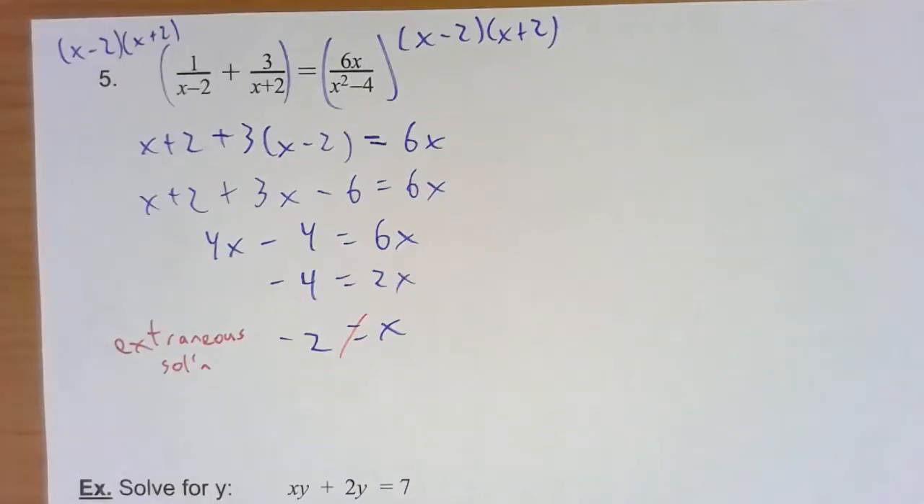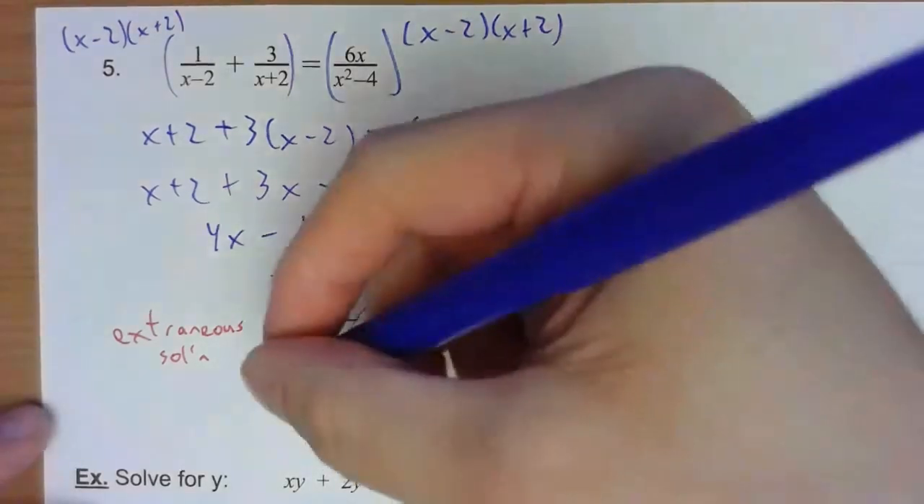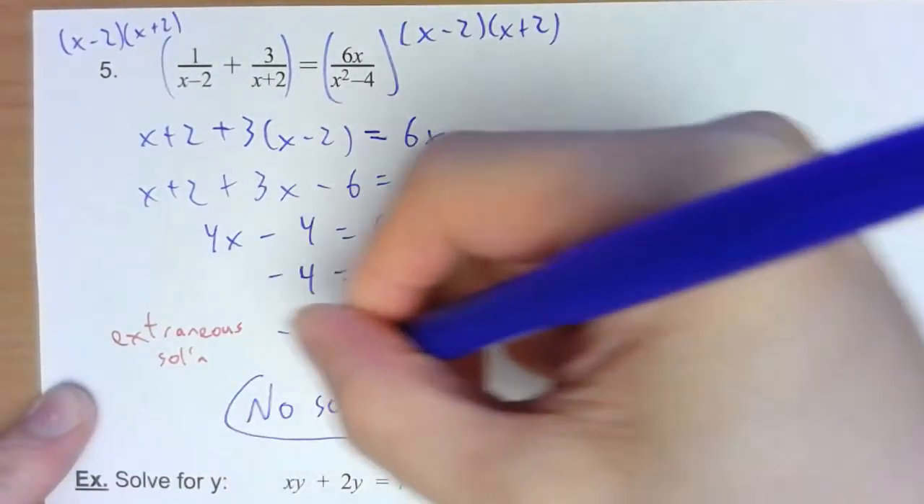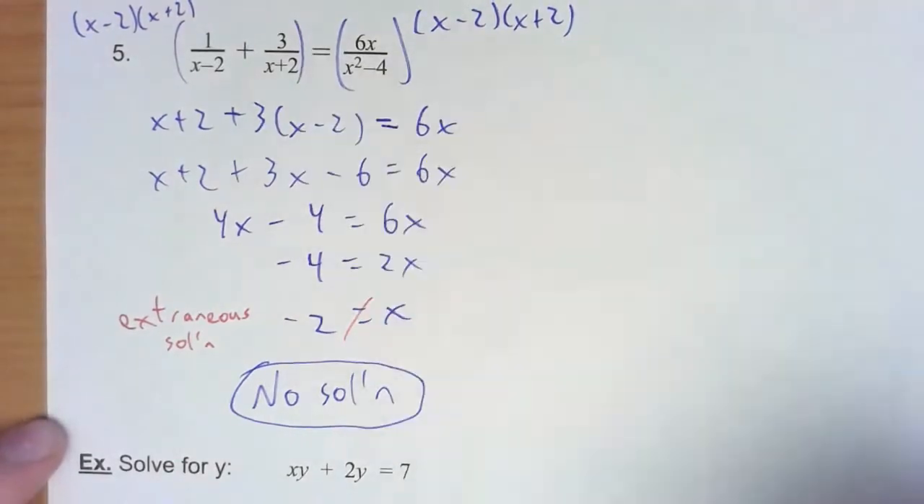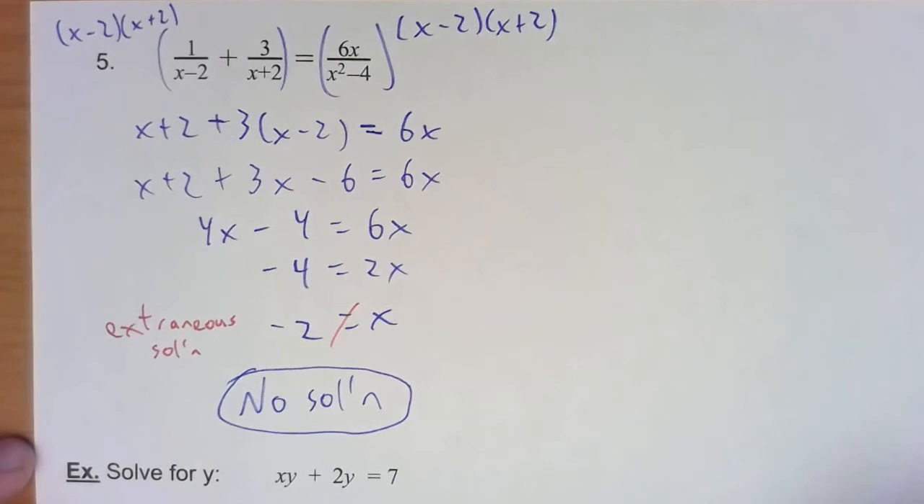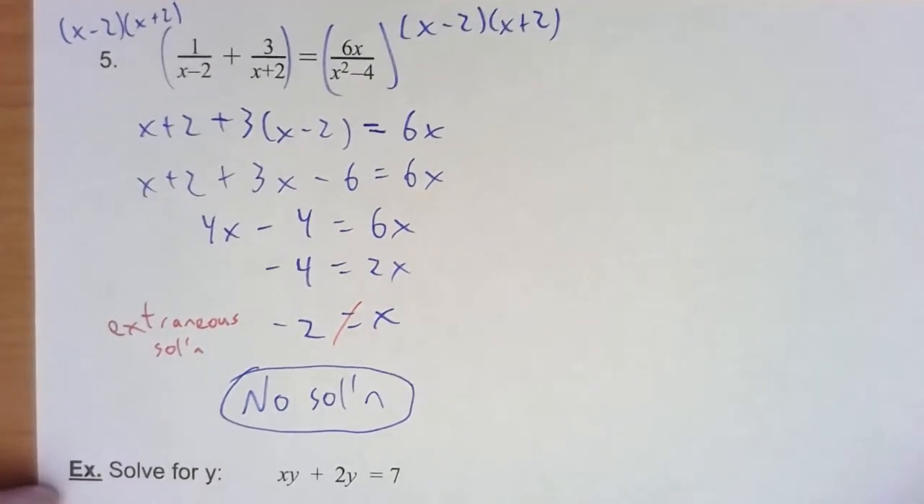Well, what does that mean for the problem? Does that mean the answer to the problem is extraneous solution? Does that mean the answer is x equals negative 2 but extraneous? No, none of those things are correct. The correct answer for this problem would just be no solution. The only possible answer doesn't actually work. So we're done. There's nothing that works. No possible x's will make that equation true right there.